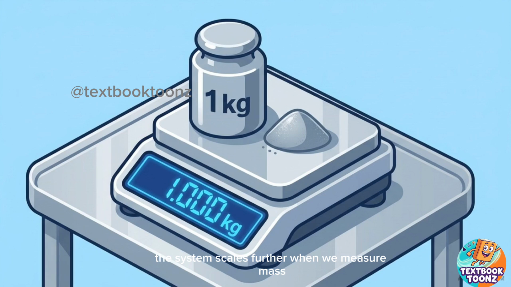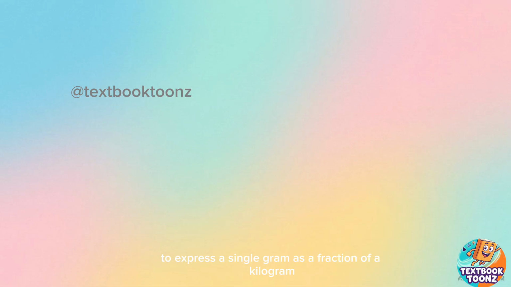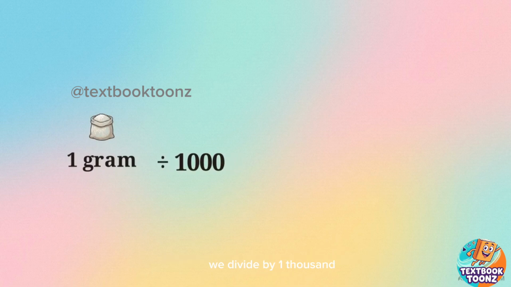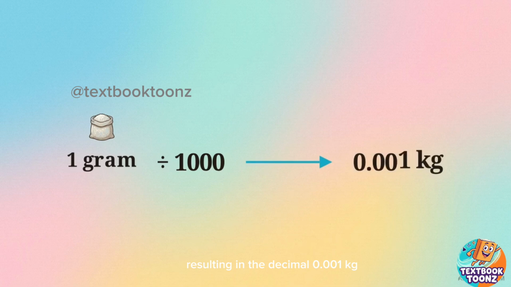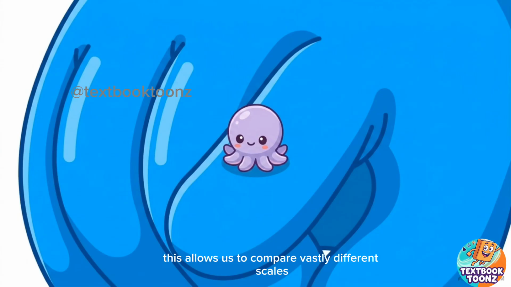The system scales further when we measure mass. Here, the standard is the kilogram, which is comprised of exactly 1,000 grams. To express a single gram as a fraction of a kilogram, we divide by 1,000, resulting in the decimal 0.001 kilograms. This allows us to compare vastly different scales.